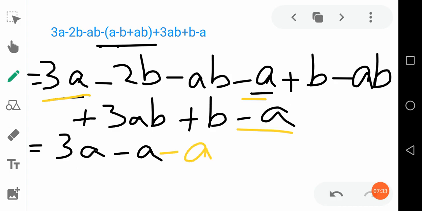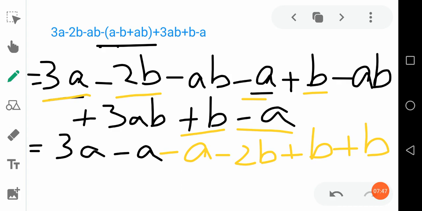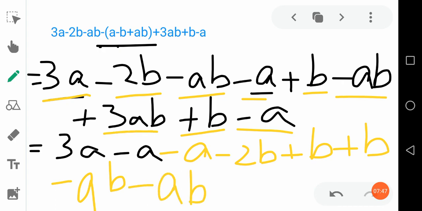Okay. Then what next? Next is minus 2b. So I will write minus 2b. Any other b? Here you can see plus b. Then where else? Here also plus b. Okay. Then what next? Yes, minus ab term is here. Minus ab. Then again here minus ab. Here plus 3ab. Check whether all terms have been written or not. Here 1, 2, 3, 4, 5, 6, 7, 8, 9 terms are here. So here also 9 terms should come. 1, 2, 3, 4, 5, 6, 7, 8, 9. So 9 terms are there. So it is correct. So the rearrangement is correct.